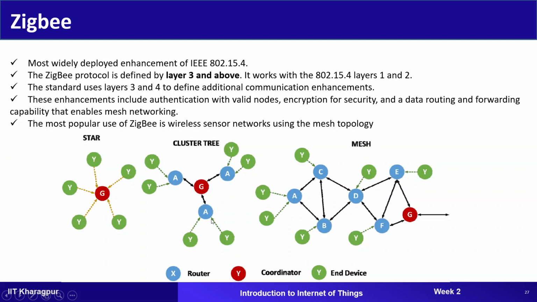Now the next kind of topology is your cluster tree topology. In case of your cluster tree topology, all the IoT devices are connected to a router, and further these routers are connected to the coordinator device. So basically in this diagram, as you can see, these green circles are your IoT devices. These are connected to the routers, and further these routers are connected to your coordinator, and the communication between these IoT devices can take place through this coordinator only.